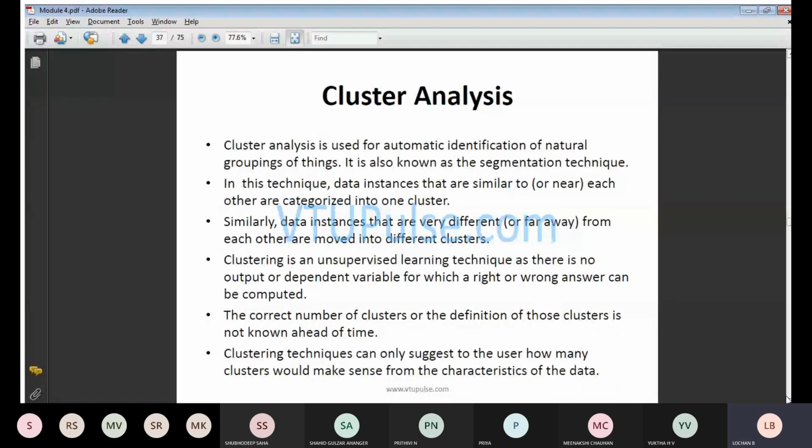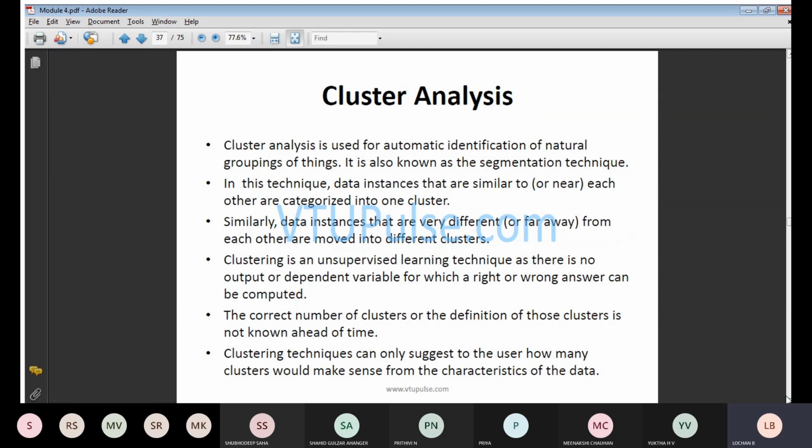The next is cluster analysis. Cluster analysis is mainly used for the automatic identification of natural groupings of things. See, one thing I want to tell you: whatever operations or work you are going to do, you need to do in terms of groups only.